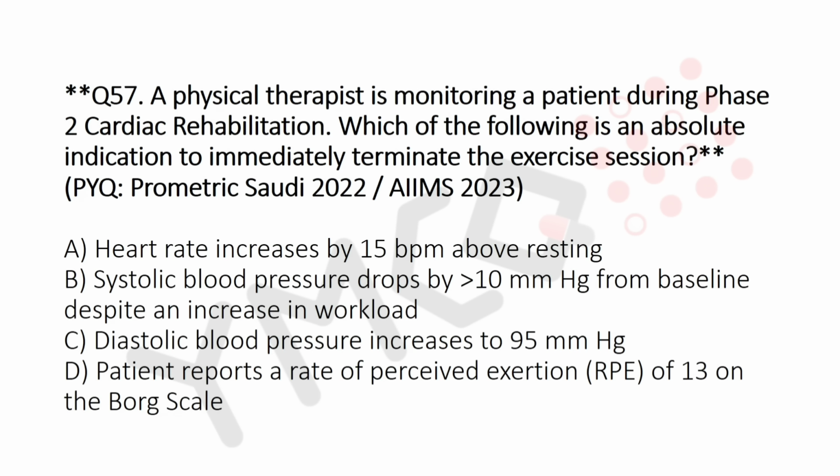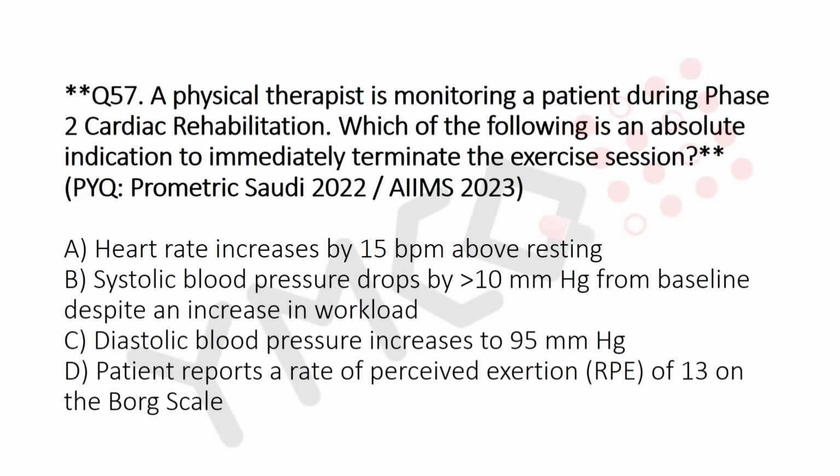A physiotherapist is monitoring a patient during phase 2 cardiac rehabilitation. Which of the following is an absolute indication to immediately terminate the exercise session? Option A, heart rate increased by 15 bpm above resting. Option B, systolic blood pressure drops by greater than 10 mmHg from baseline despite an increase in workload. Option C, diastolic blood pressure above 95 mmHg. Option D, patient reported rate of perceived exertion RPE of 13 on the Borg scale.